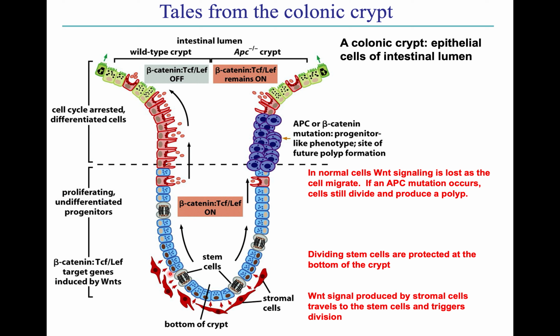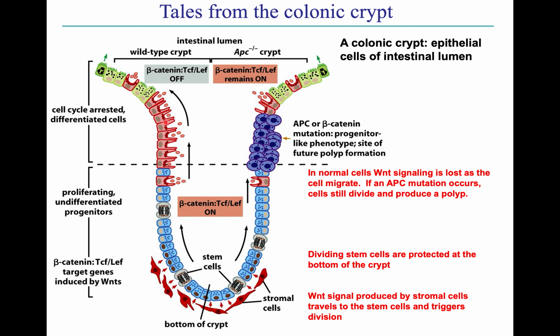And what you see is down here in that crypt, you have a bunch of stem cells that are receiving Wnt signal actively from these nearby stromal cells. So that Wnt signaling molecule is binding to receptors on the surface of these stem cells. That is, as we just talked about on the previous slide, triggering cell division. As these cells divide, they get pushed up out of the crypt, and as they move away from the stromal cells and the source of the Wnt signal, they stop dividing and they start differentiating.